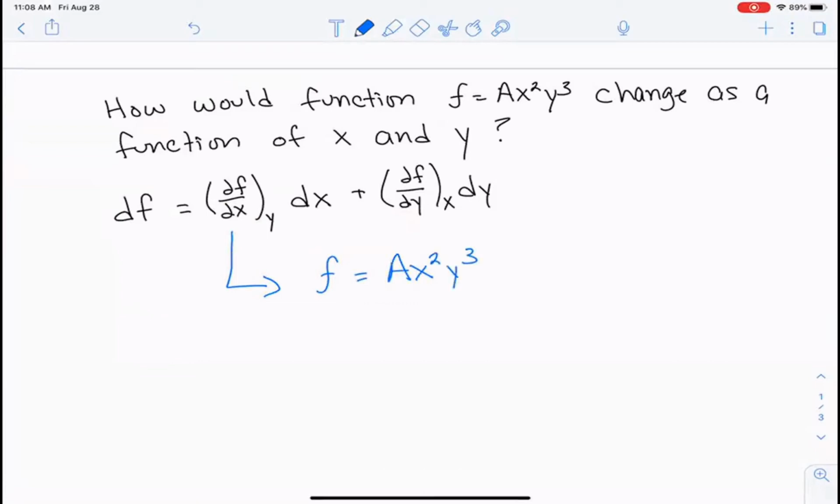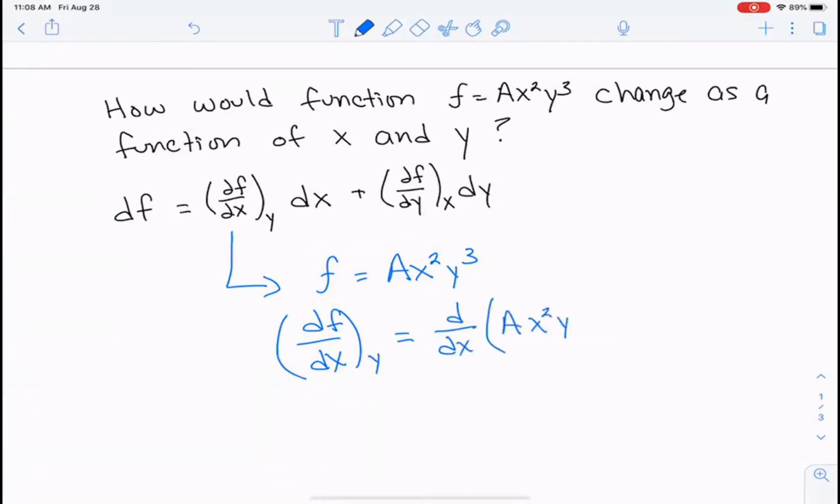Now, if we're going to pretend to take this partial derivative that y is equal to a constant, right? So we have df/dx at constant y, which equals d/dx of ax squared times y cubed at constant y. And the really nice thing about this is that if y were constant, we can take it outside of that derivative.